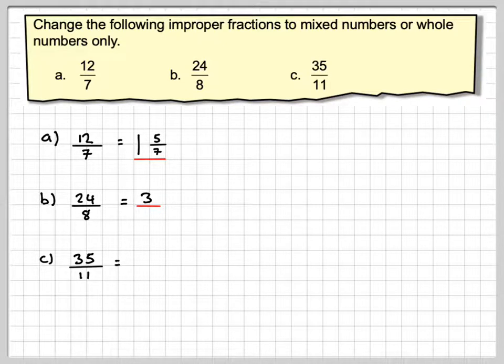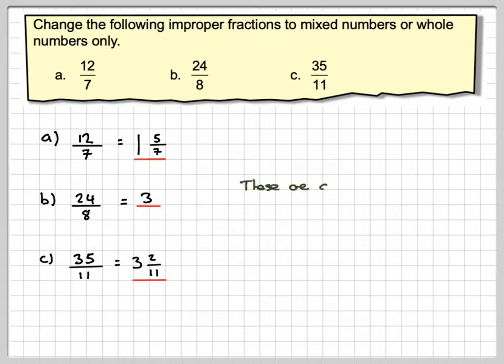C, 35 over 11. How many times does 11 go into 35? Well, the answer is 3. How many left over? 3 11s are 33, so 35 minus 33 gives me 2 over 11.